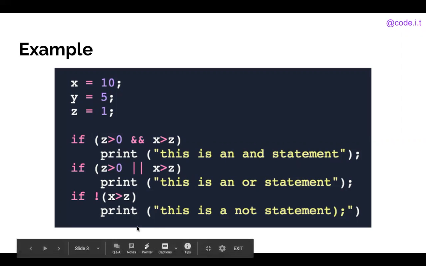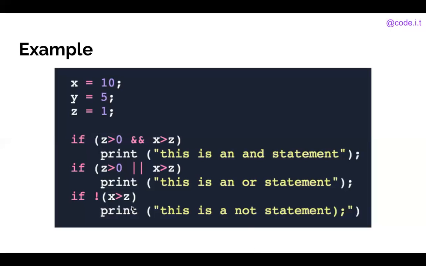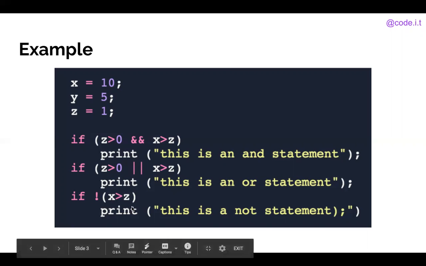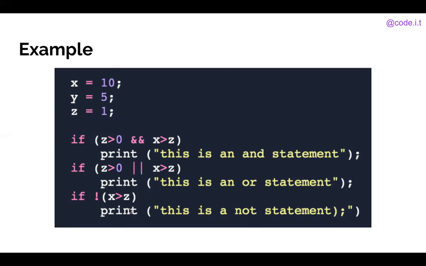The third one says if not x is greater than z. An important thing to notice is that the exclamation point is outside of the parentheses, so we'll evaluate the parentheses first and then evaluate it with the exclamation point, and then see what happens. Again, we know that x is 10 and z is 1, so x is greater than z. But we're testing if x is not greater than z, with this exclamation point here. So this if statement is not going to execute since x is greater than z. However, if x was like -1, -1 is not greater than 1, and so it would print this is a not statement.